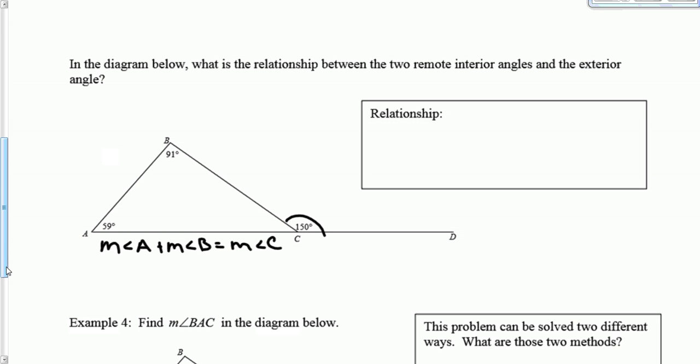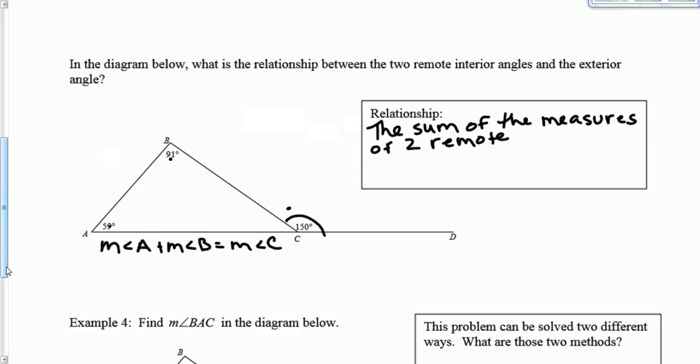Okay, so what we know is this. This is always true. The sum of the two remote interior angles always is equal to the exterior angle. Always. Okay, so let's write that down. The sum of the measures of the two remote interior angles, meaning the ones not connected, the ones that are not on a straight line or supplementary, is equal to the measure of the exterior angle.